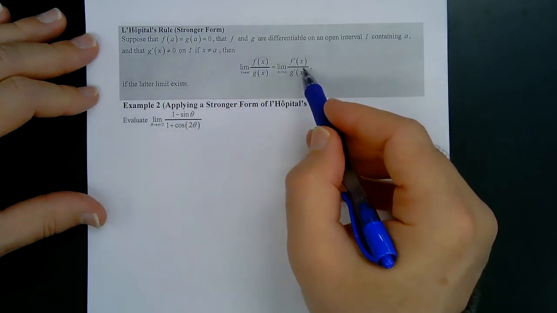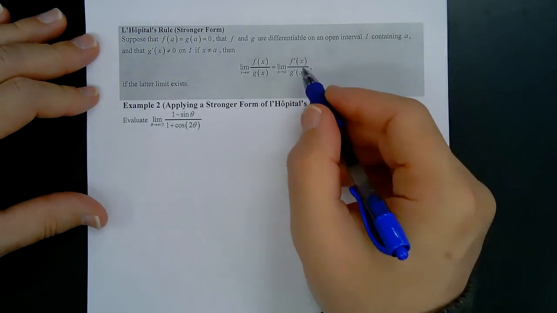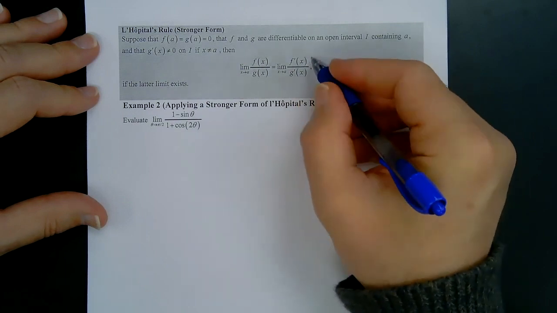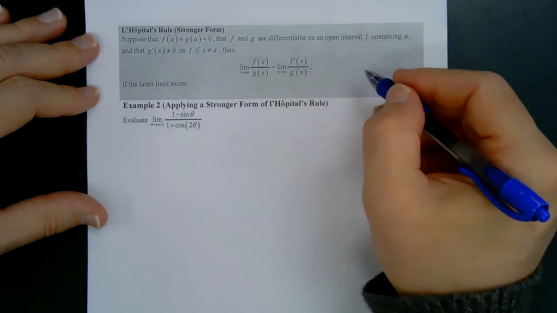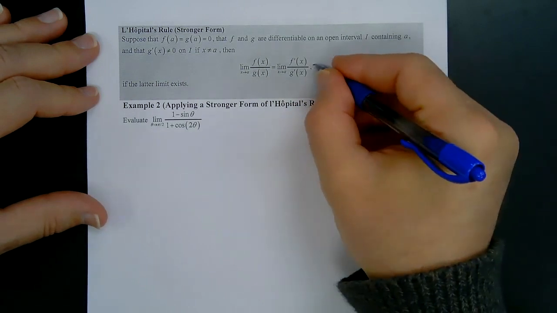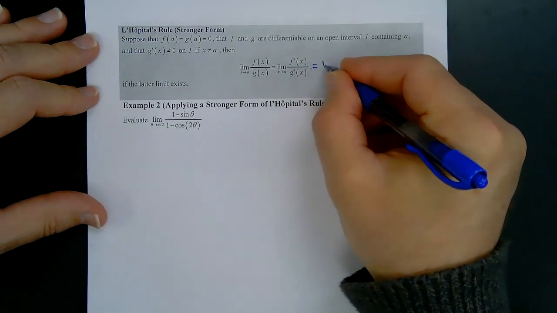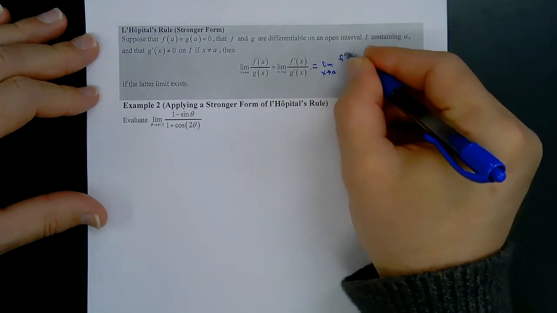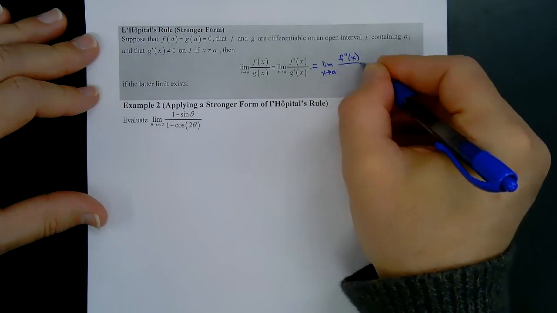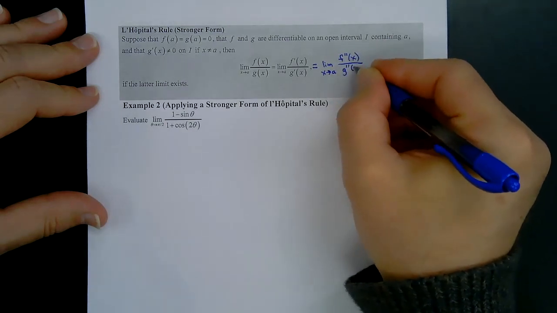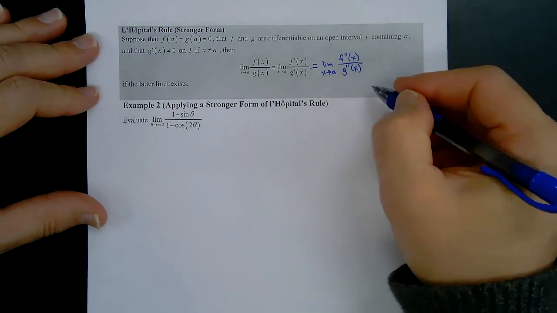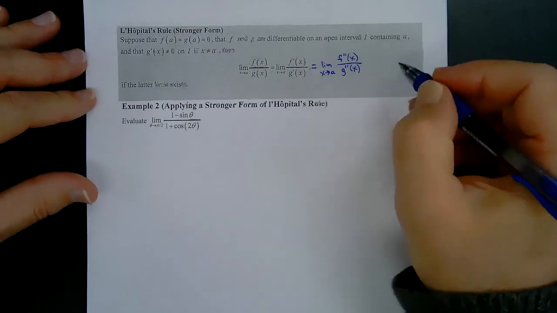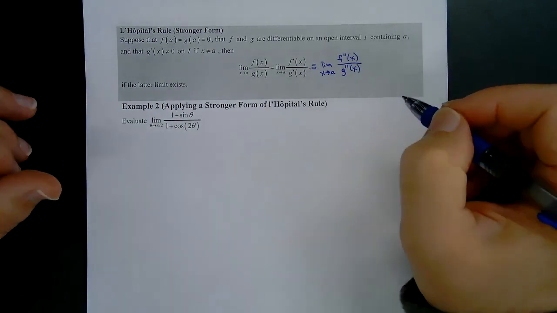Well, what happens if you get 0 over 0 again? Well, you're going to take the derivative of f prime of x and the derivative of g prime of x. So if it doesn't work the first time, you have to keep taking the derivative. So this would equal the limit as x approaches a of f double prime of x over g double prime of x, which is equal to the limit as x approaches a of f triple prime of x over, you just keep taking the derivative of the top and the derivative of the bottom until something happens.